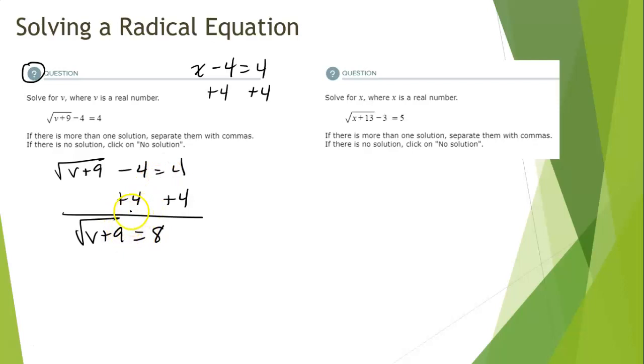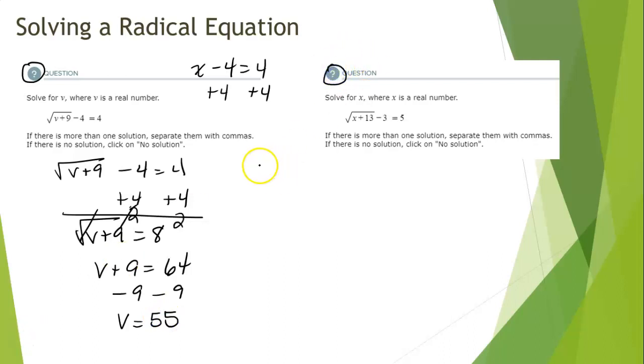Now that the radical is isolated, I can square both sides. The square and the square root cancel out. You're left with v plus 9 equals 64. Subtract 9 from each side, so v equals 55. You pause the video and try this one on your own from start to finish.